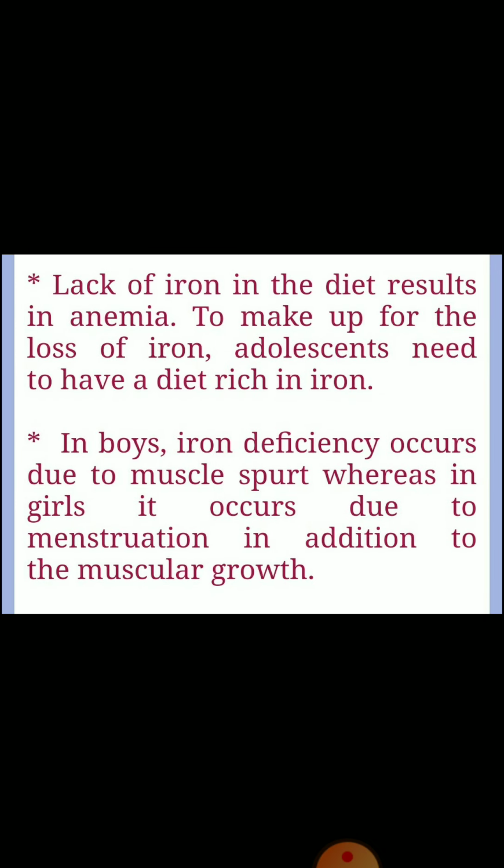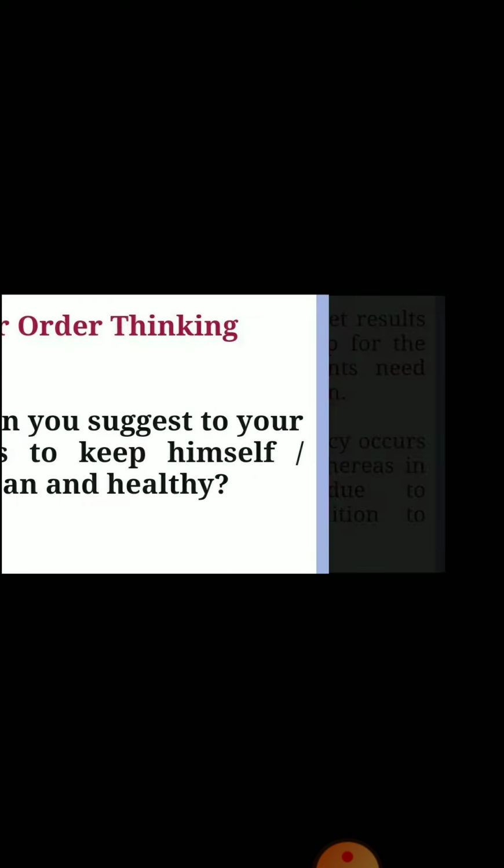Lack of iron in the diet results in anemia. To make up for the loss of iron, adolescents need to have a diet rich in iron. In boys, iron deficiency occurs due to the muscle spurt, whereas in girls, it occurs due to the menstruation in addition to the muscular growth.